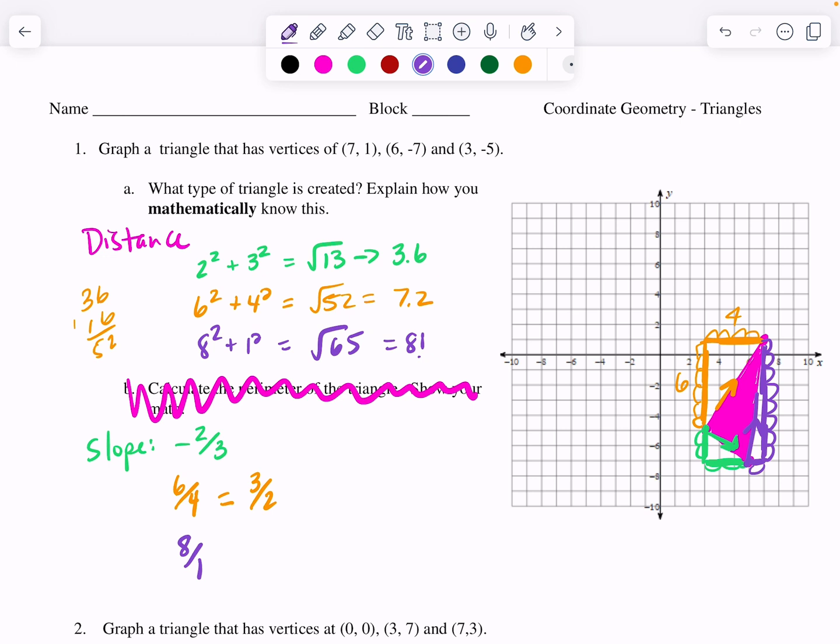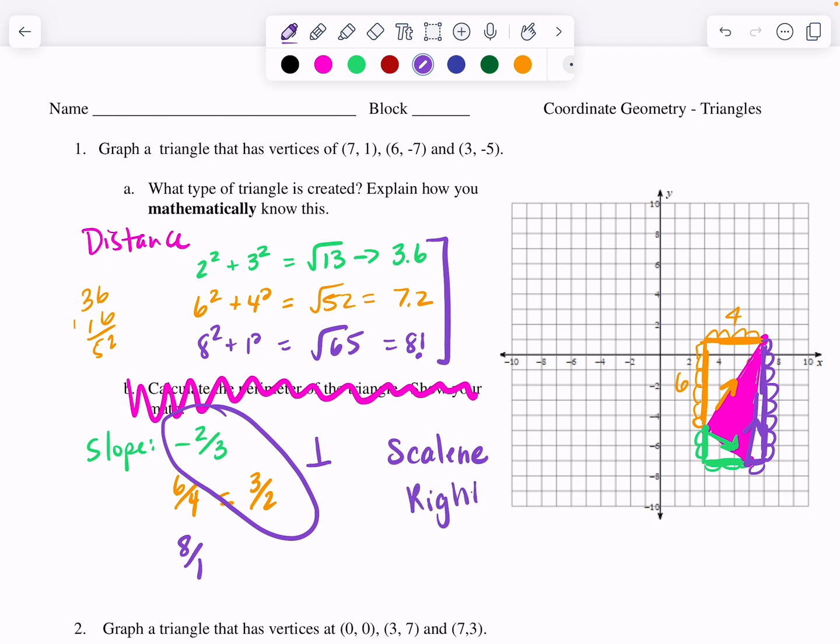All right, so the first thing I can see is that there are no lengths that are the same. All of those lengths are different. The second thing that I can see is that I've got perpendicular lines right here. I've got the exact same number, and one's positive and one's negative. So because there are no equal sides, I'm going scalene. And because I have perpendicular lines, I'm going right. And then I'll just go ahead and say that it's also a triangle. So that's kind of the process that you want to go through.